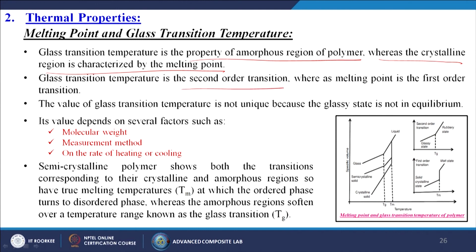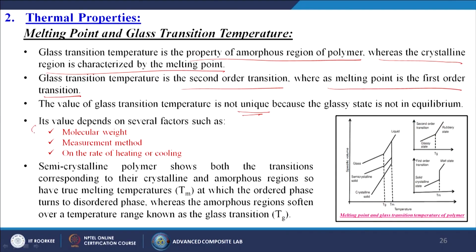The glass transition temperature is a second order transition, whereas the melting point is a first order transition. The value of the glass transition temperature is not unique because the glassy state is not in equilibrium. Generally the glass transition temperature for natural rubber is minus 70 degree centigrade. Its value depends on several factors such as molecular weight, measurement methods, and the rate of heating or cooling.